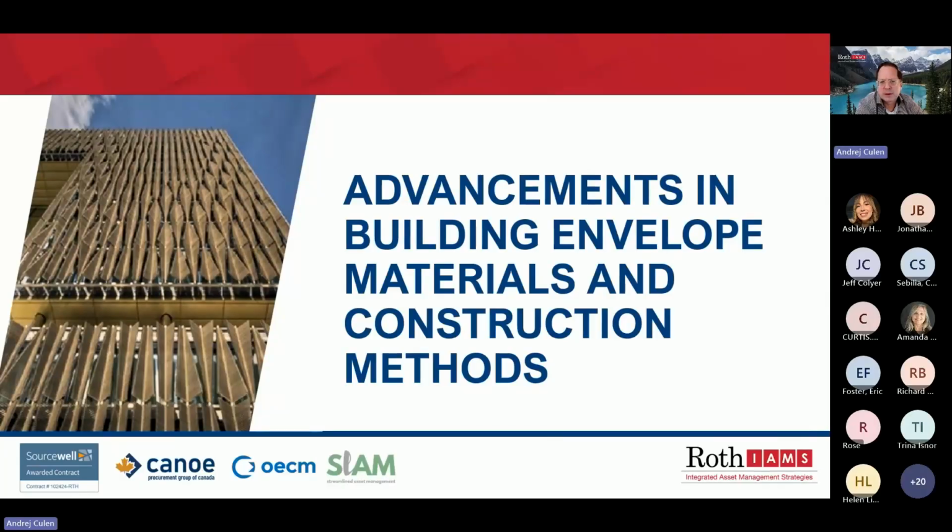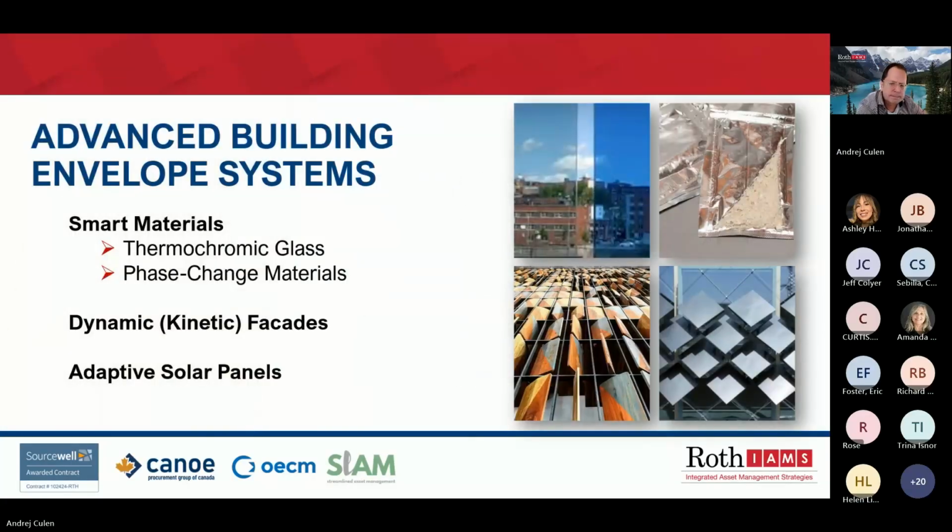So now we'll look at some of the advancements in building envelope materials and construction methods. New advancements in building envelope technology and innovations are focusing on enhancing energy efficiency, sustainability, and occupant comfort by enabling buildings to better adapt to environmental conditions. Some of the latest advancements include smart materials, which change properties in response to their environment. Examples are thermochromic glass that tints based on sunlight, and phase change materials that absorb and release heat to regulate indoor temperatures.